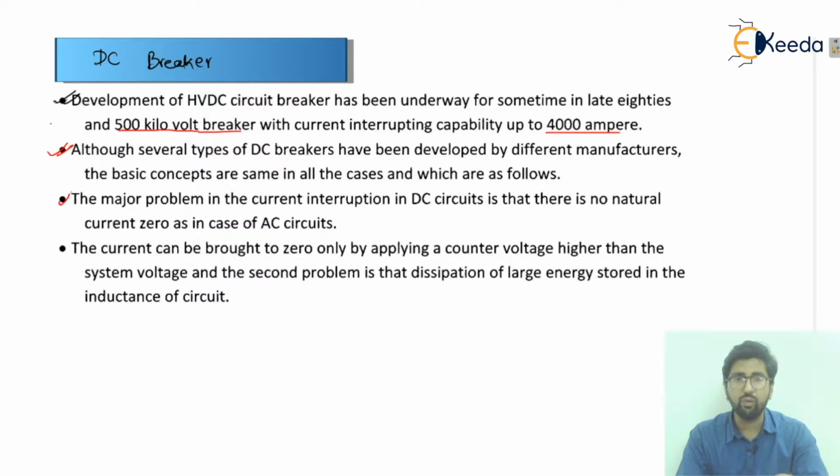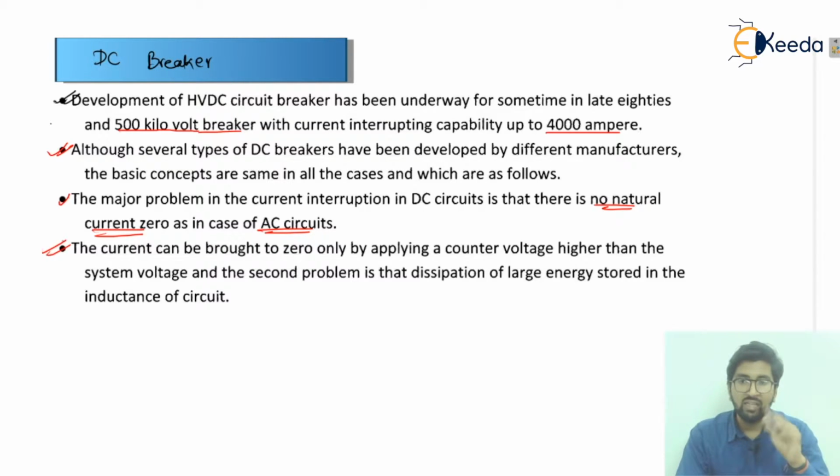But now if we talk about the DC circuit breaker, that is a constant value. So current interruption in the DC circuit breaker is a major problem if we compare it with the AC circuit breaker. That is, there is no natural current zero.